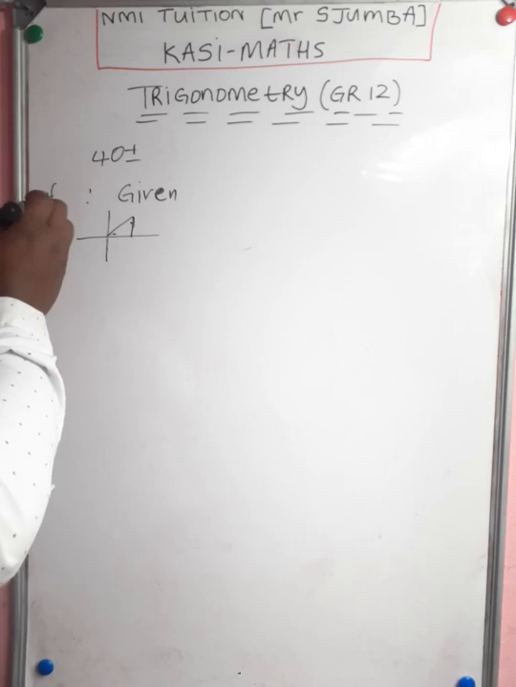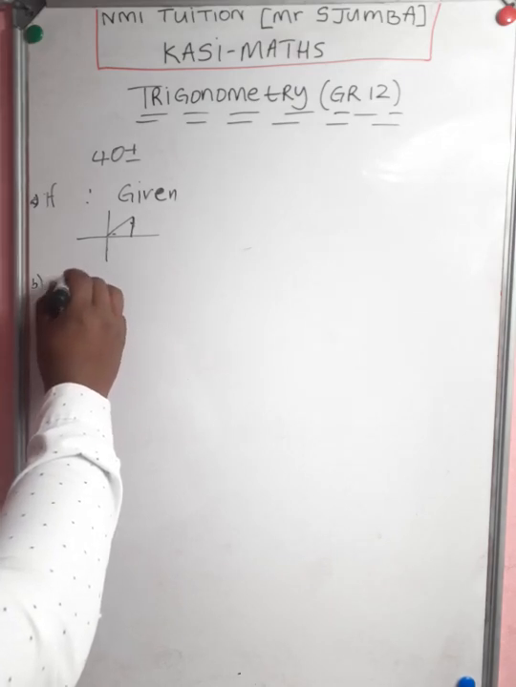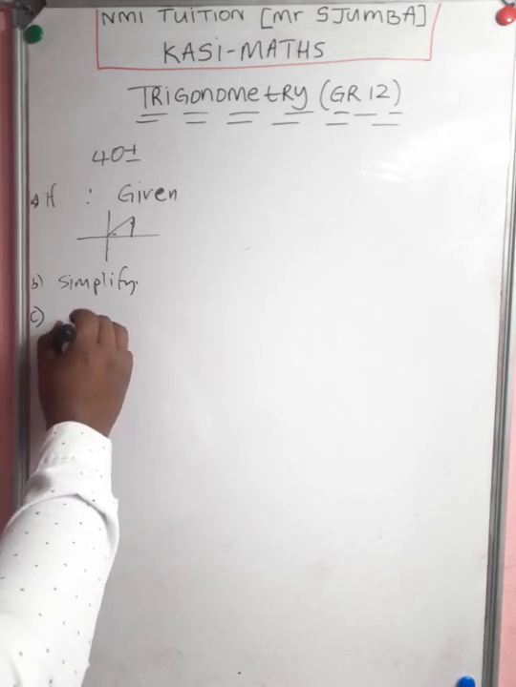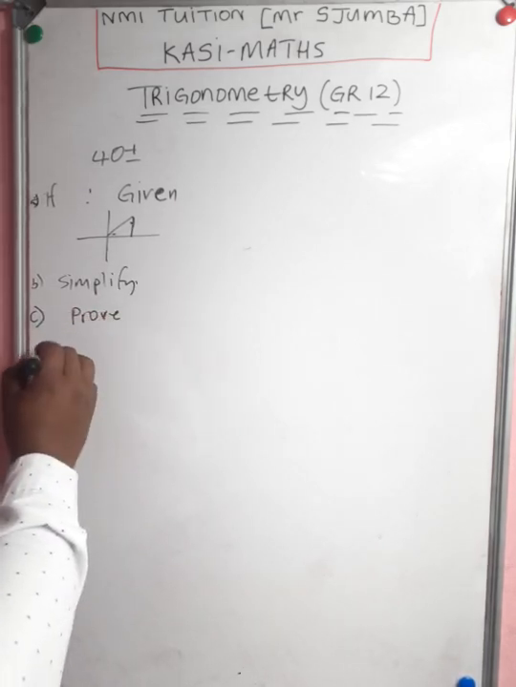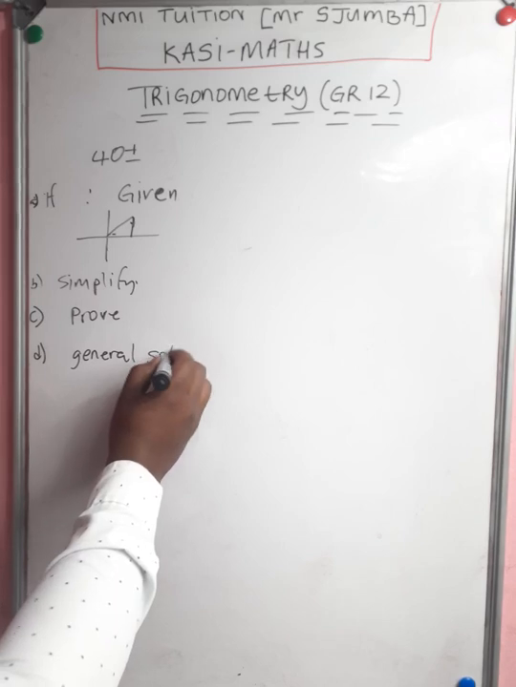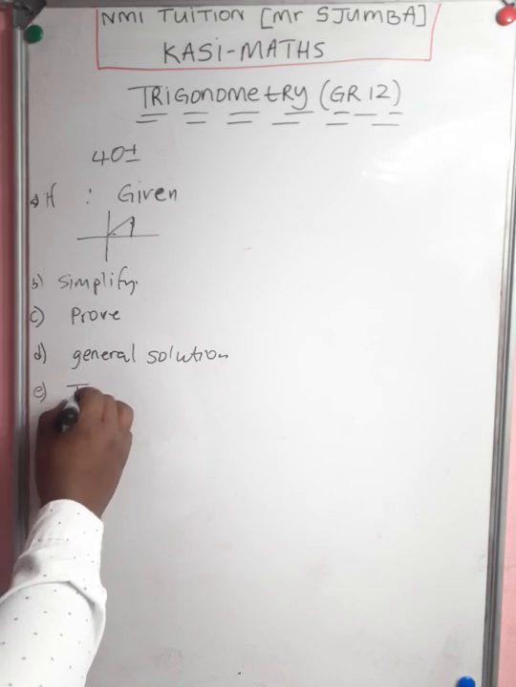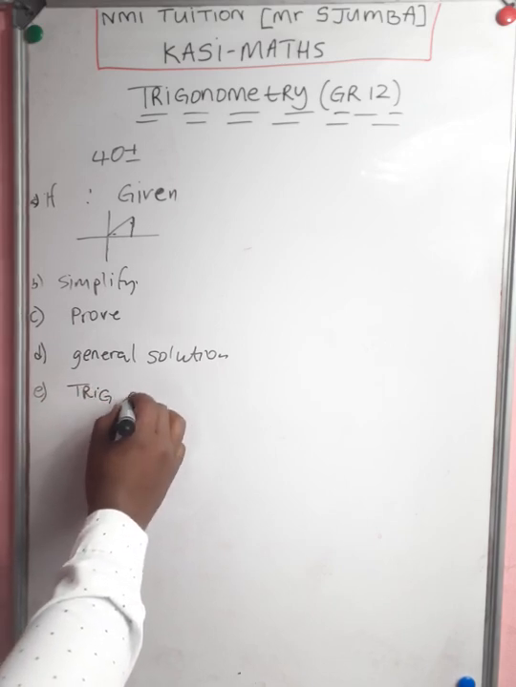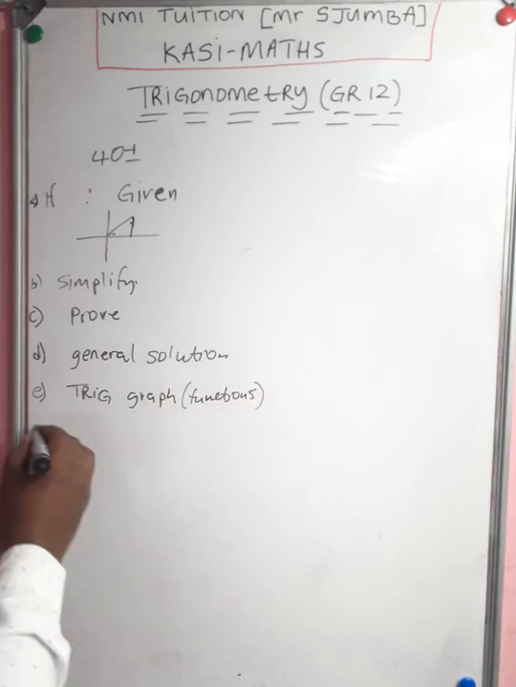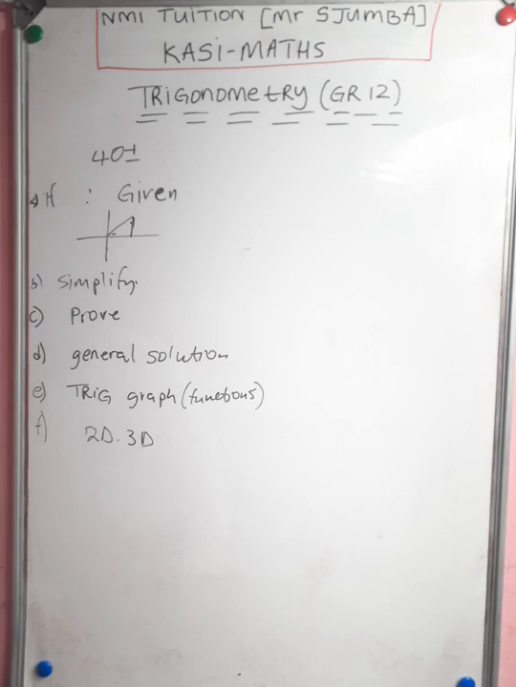The question that follows is the one where you have to simplify, then the one where you have to prove, then the general solution, and then trig graphs or functions, and then the last part, which is 2D and 3 dimension.